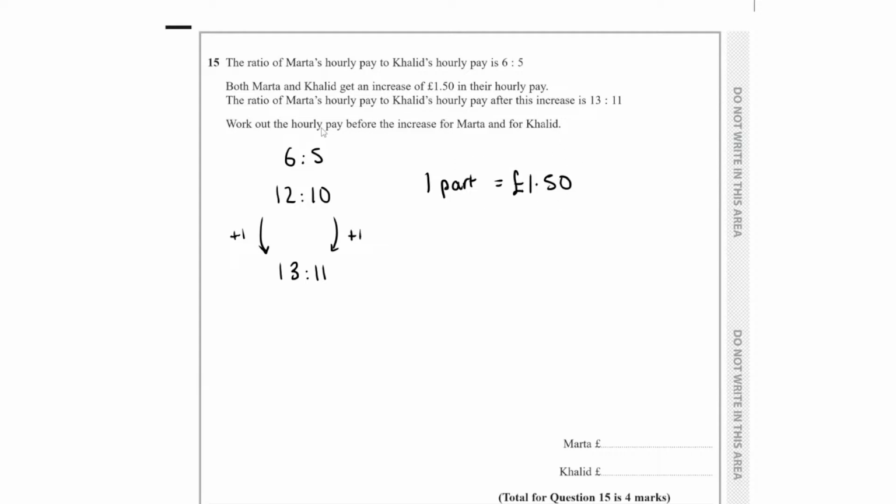Therefore, they actually wanted to know what was the hourly pay of both of them before. Now, it's not just 1 times 6, right? Because the one part is in relation to the doubled version. That's the only thing you've got to consider. So you would want to use this ratio here, the new one, the 12 to 10. So what was it? Marta was first. Marta would be 12 times 150, which I think gives you 18. And then Khalid would be 10 times 150, which is obviously 15.